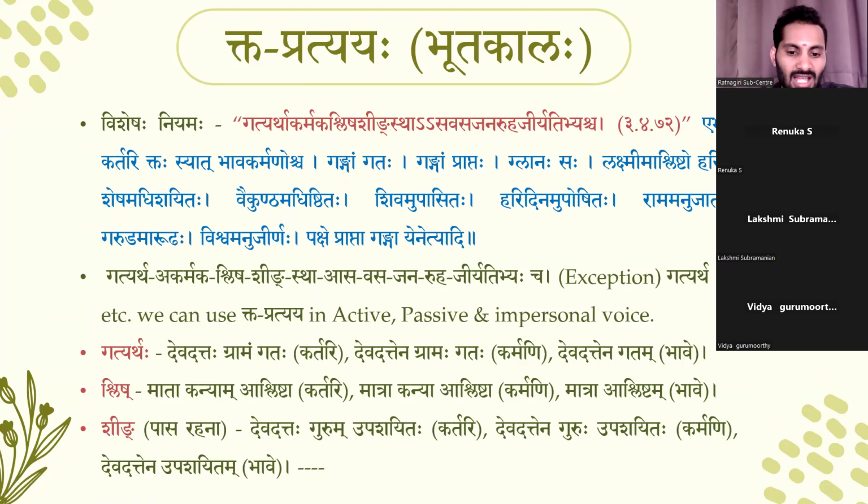Gatyartha karmak shlesha shin stha as vasa jana ruha jiryati bhrashta kartari api prayogah kartum shakyate karmani api shakyate bhave api shakyate. So basically, whatever dhatus we find in Gatyarthak, like Chadati, Dhamati, Sarati, Charati, Gachati, Yati, these dhatus indicate movement. Right? There is a movement. Along with these dhatus, we can make sentences in Kartari also, Karmani also, Bhave also. So active, passive, and impersonal verbs.